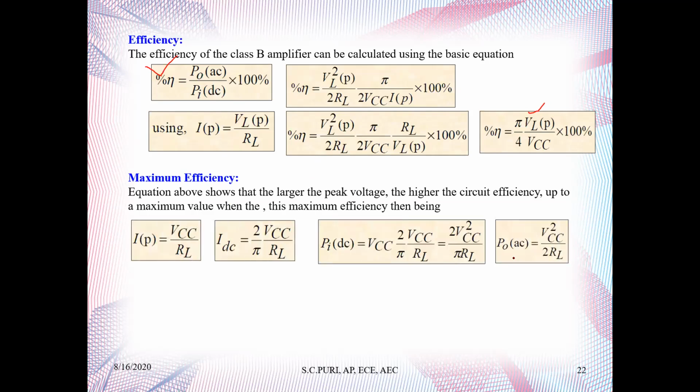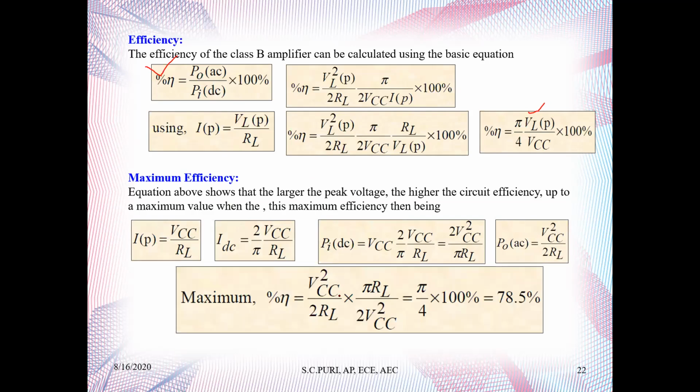So as you can see here, the maximum efficiency or percentage efficiency is 78.5% in the case of class B amplifier, which is good compared to others. The maximum efficiency of class B amplifier is thus seen to be 78.5%.